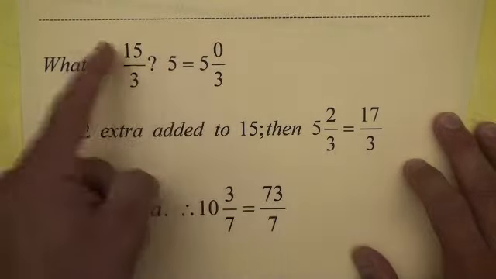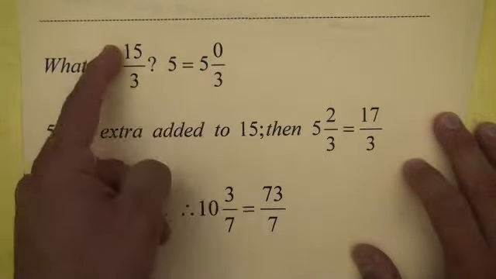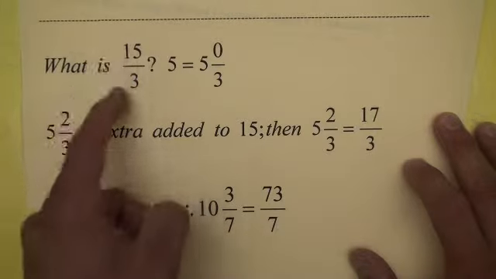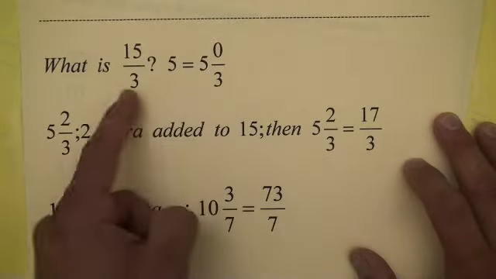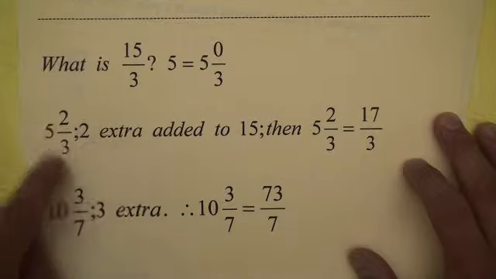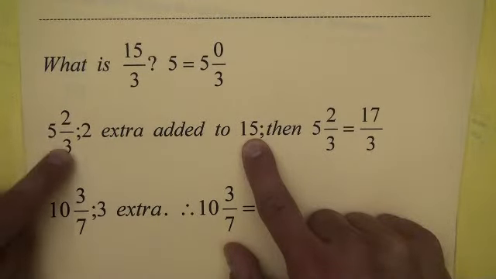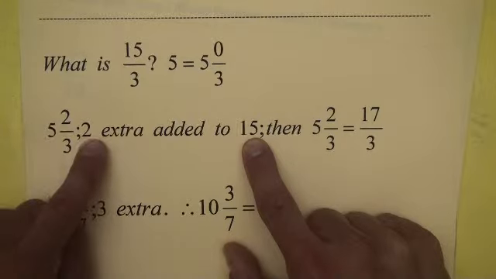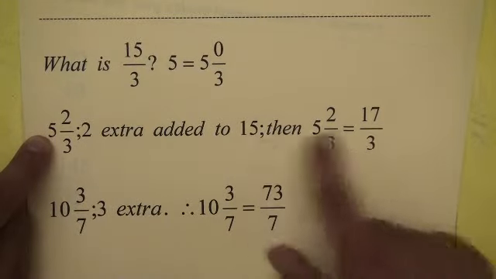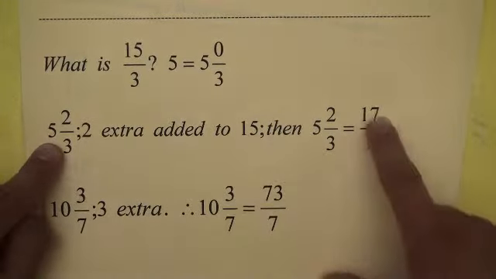We do 3 times 5 to get the 15 for the numerator. That's how this would shake down, and you can check this out with any combination. 5 and 2/3 is 2 extra added on to the 15. 5 times 3 is 15, so there's 2 extra. How do we indicate that? By adding 2 to 15 to get us 17/3.